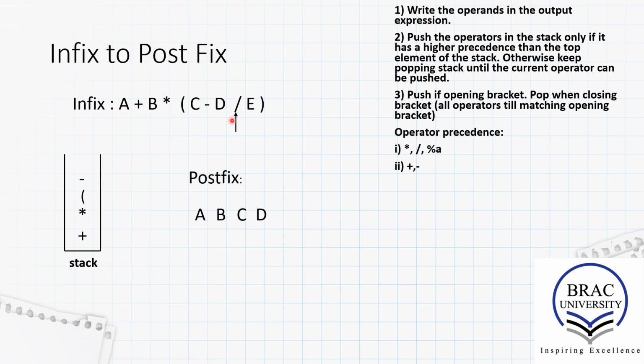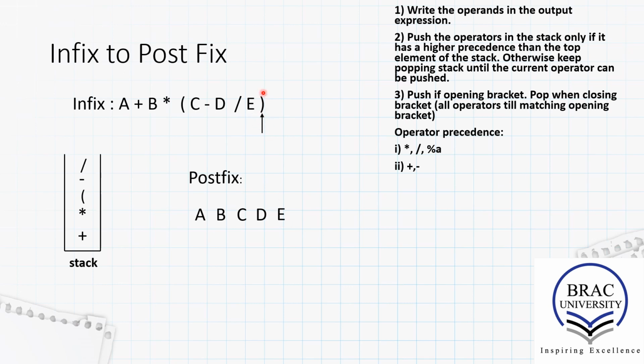And now I have the division sign. So when the division comes over here, it will only be compared with the minus, because again, this works like a shield. This opening bracket hides these operators. So I just have to check whether division has a higher precedence than minus. Well, yes, it has a higher precedence, so the division operator will be pushed inside the stack. Next, I will go to E. E will be written in the postfix expression.